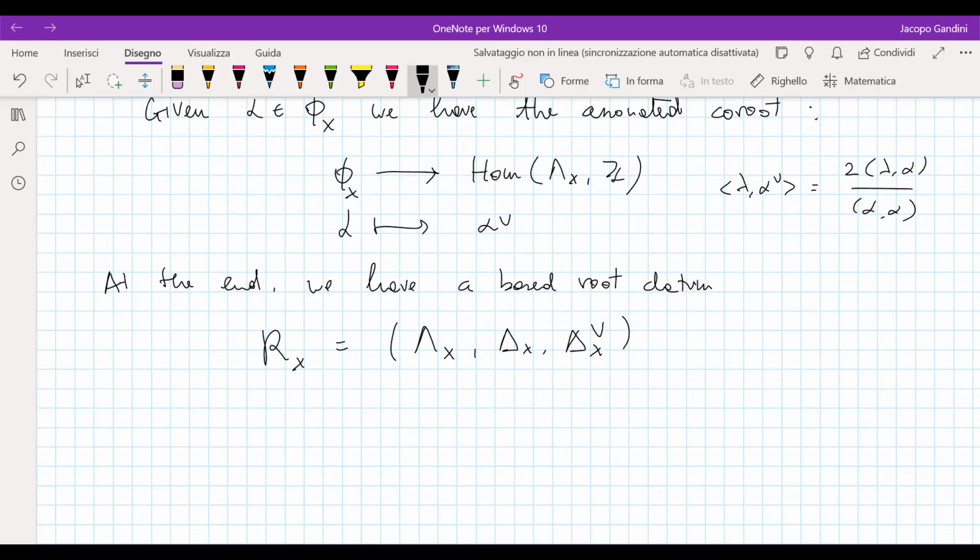So in general, root data are important because they allow us to classify reductive groups. So the root data are really the combinatorial object corresponding to reductive groups. So at the end, we can associate to this root datum a reductive group Gx.